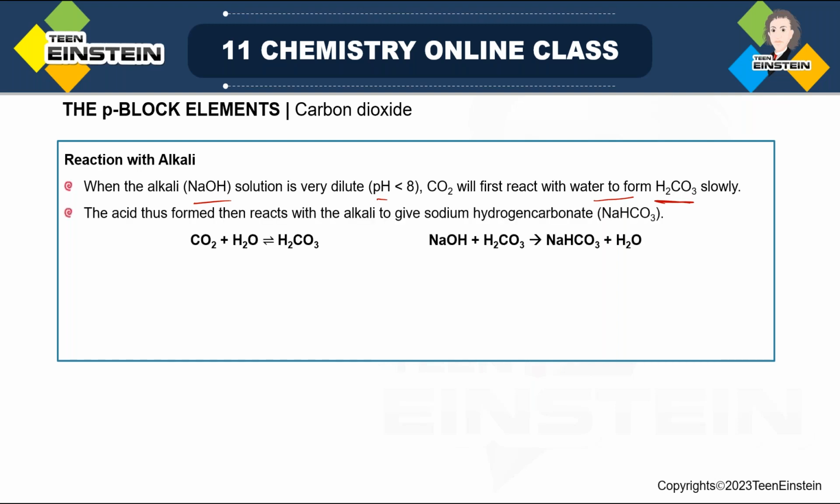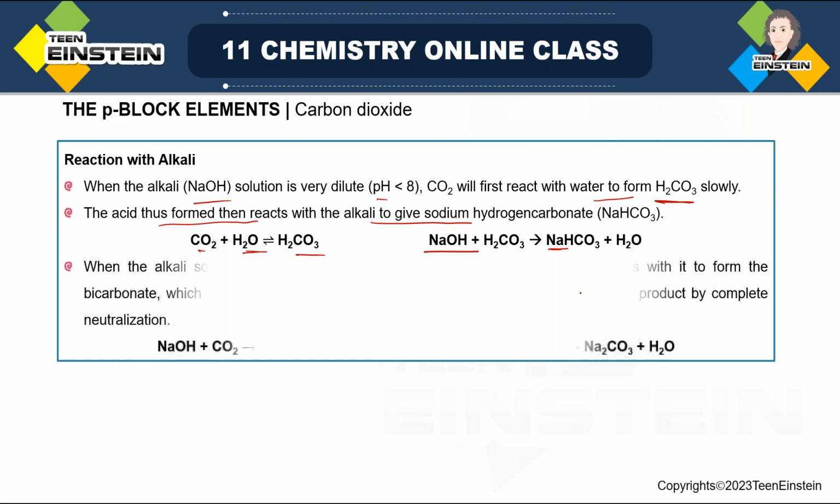Now see, CO2 is first reacting with H2O, forming H2CO3. Now this H2CO3 is reacting with NaOH. The acid thus formed then reacts with alkali and gives us NaHCO3. So this is basically an acid-base reaction where only one replaceable hydrogen of H2CO3 is replaced by one sodium ion. Okay, we are getting NaHCO3.